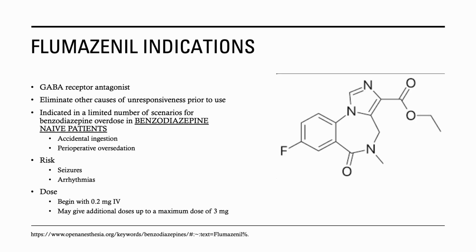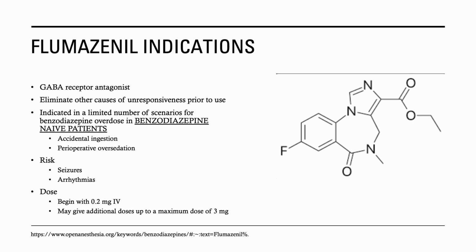Here we have Flumazenil indications. So first of all, what is Flumazenil? It is a GABA receptor antagonist, which makes it the reversal agent for benzodiazepines. Now, before we pull this out of our holster, it's important to eliminate other causes of unresponsiveness because these other causes tend to be worse than a patient who is too sleepy due to benzodiazepines.